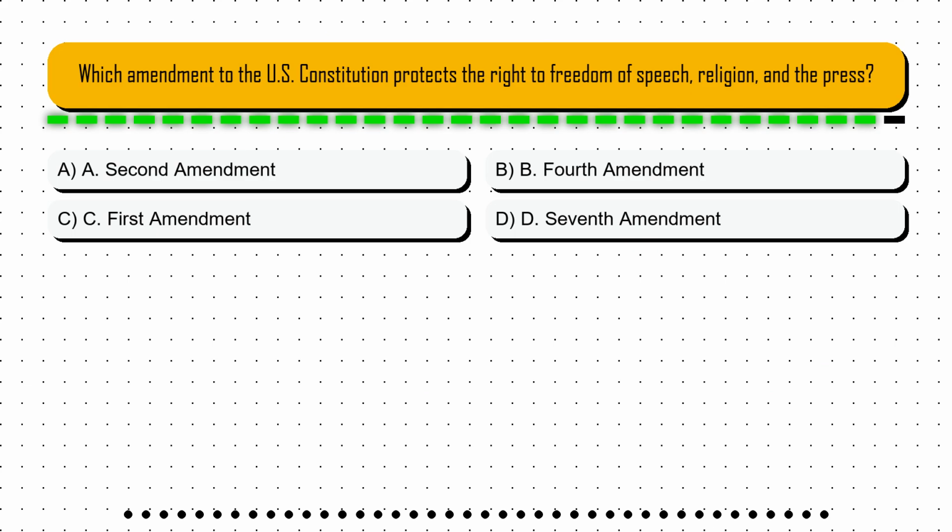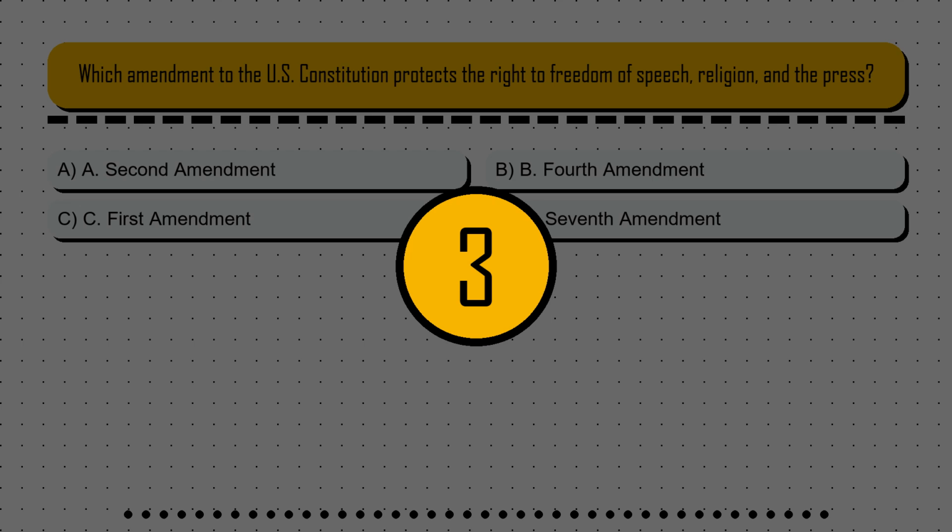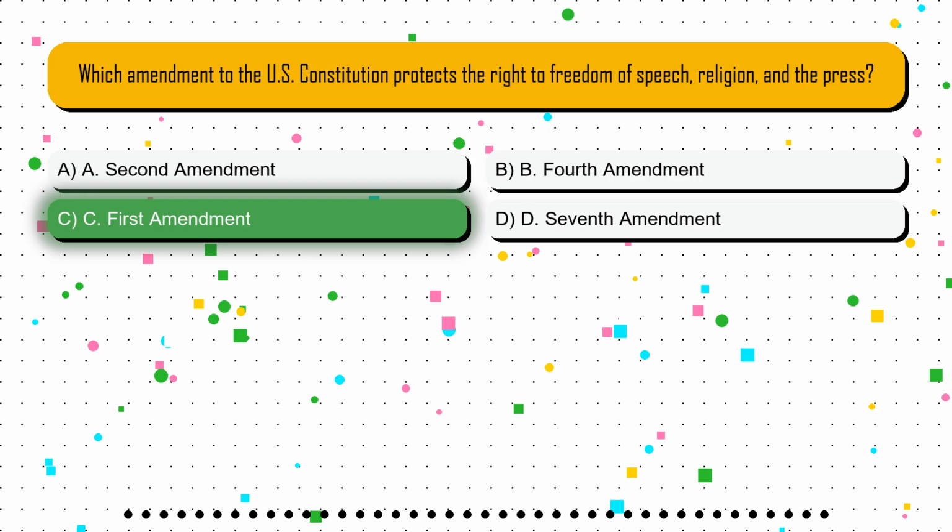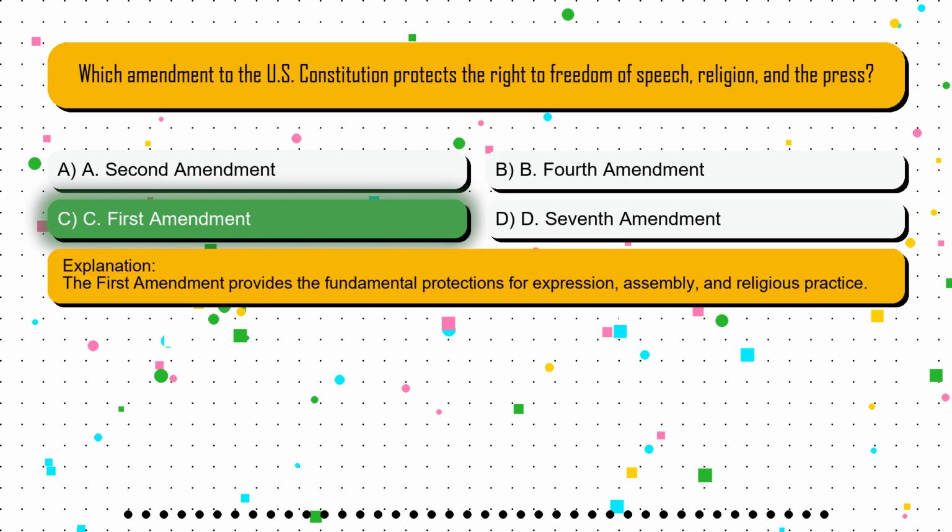Question 5. Which amendment to the U.S. Constitution protects the right to freedom of speech, religion, and the press? Option A. Second Amendment. Option B. Fourth Amendment. Option C. First Amendment. Option D. Seventh Amendment. The correct answer is option C. First Amendment. The First Amendment provides the fundamental protections for expression, assembly, and religious practice.